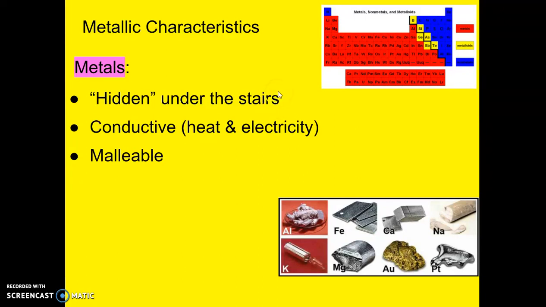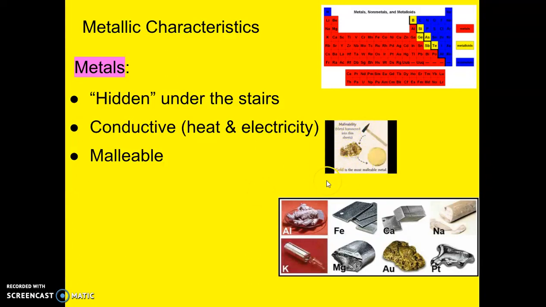There was hidden under the stairs on the periodic table. We're going to draw this staircase right here. This black line is the staircase that we'll draw, and everything underneath the staircase is a metal. So everything that's in red here is a metal. They're highly conductive of both heat and electricity, so we can use them to cook with. We can use them to run electrical wiring with. They're very malleable, meaning we can change their shape. We can heat them up and bend them and fold them and get them to go in all sorts of different shapes for us.